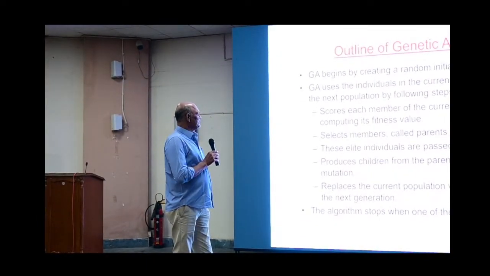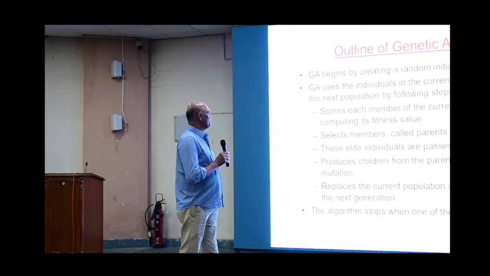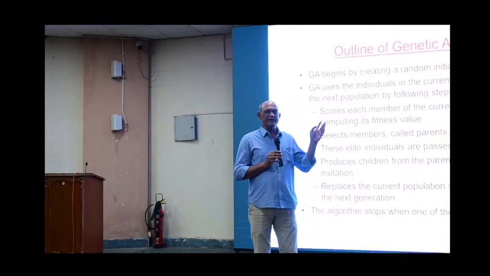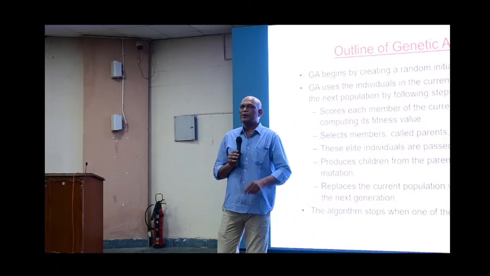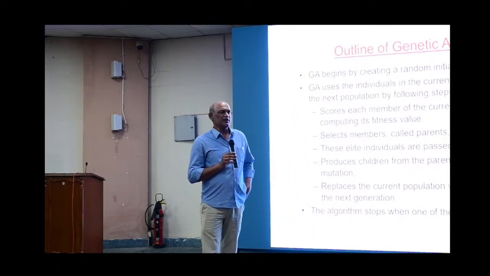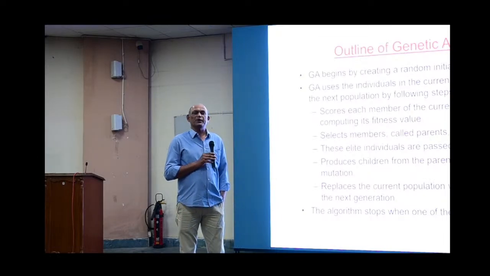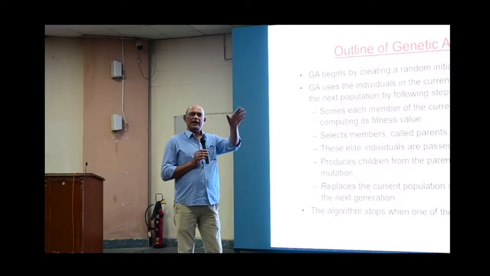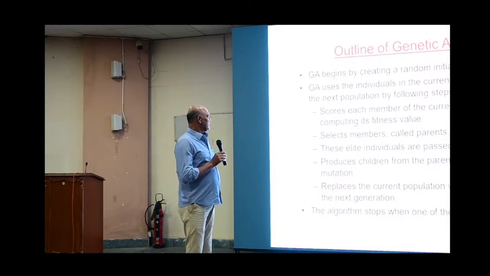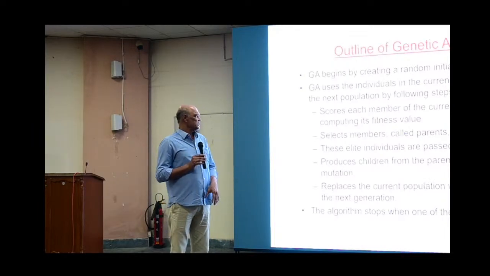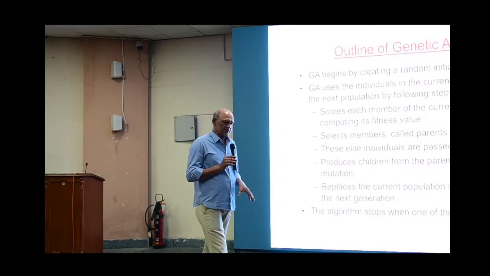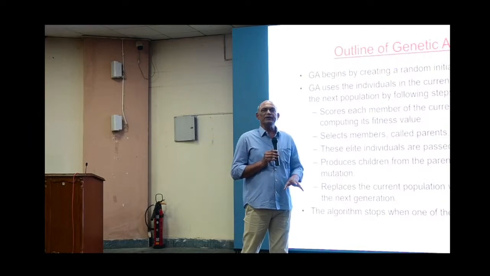Score each member of the current population by computing its fitness value, meaning how good the solutions are. Like in earlier cases, we tested what is the f of x value for the initial population, the objective function value. So it will calculate the objective function value of all the population. Next, it will select the members called parents based on their fitness. In most cases, good solutions will be selected.